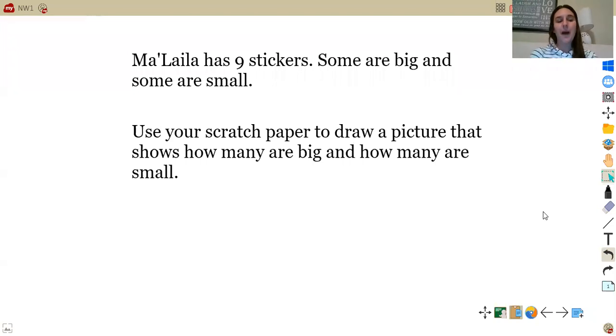So our first problem says, Malayla has 9 stickers. Some are big and some are small. Use your scratch paper to draw a picture that shows how many are big and how many are small. So on your scratch piece of paper, go ahead and represent the total 9 stickers by drawing a picture and then write a number sentence to go along with your picture. Go ahead and pause the video and come back when you're ready to work on the problem together.